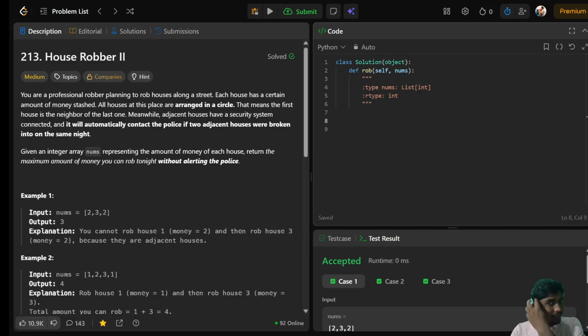I will take that rob function as a helper function and I will implement this problem. Here we have two cases, and it is also like a linear approach. We can split it into linear houses by splitting them into two. Let's assume that we have four houses.